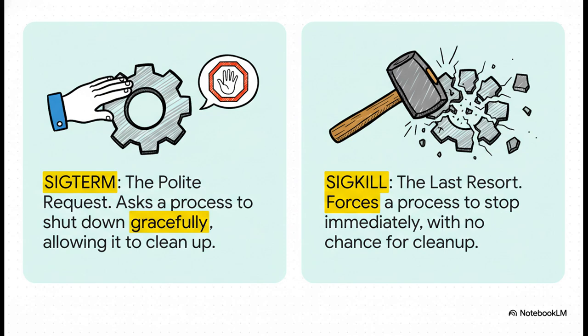Okay, so you see a program running and you need to stop it. You've got 2 main choices. Think of SIGTERM as tapping someone on the shoulder and politely asking them to leave. It gives the program a chance to save its work and shut down cleanly. But if it refuses to leave, then you use SIGKILL. That's the bouncer grabbing the program and throwing it out, no questions asked. You always try the polite way first.